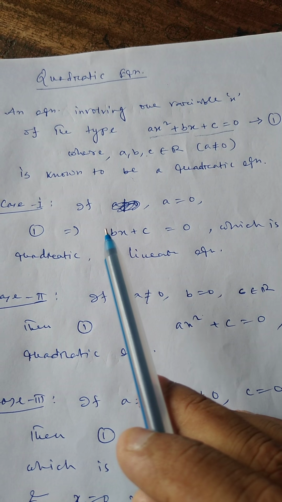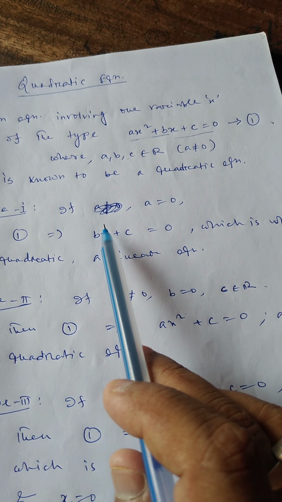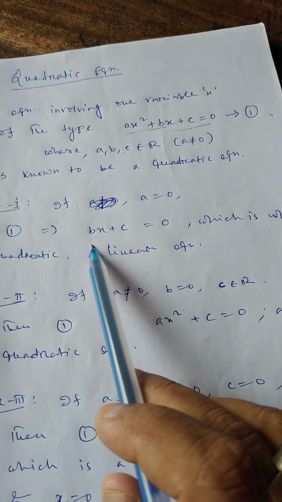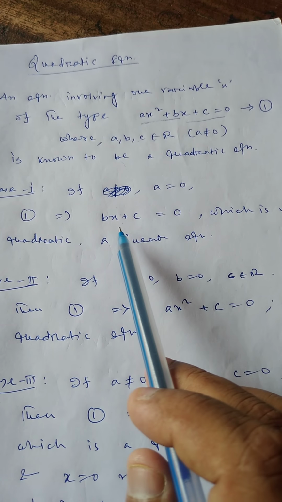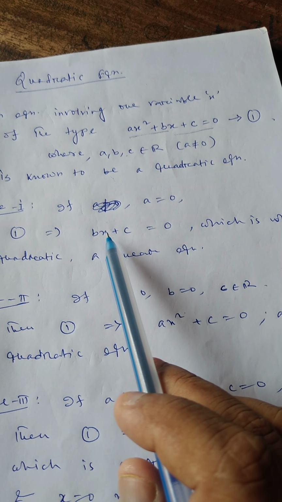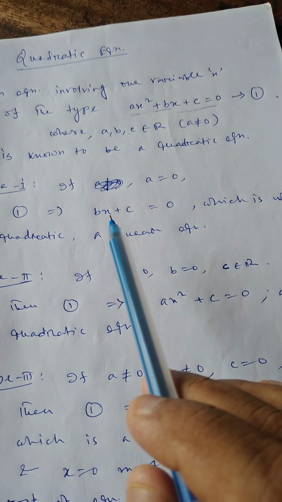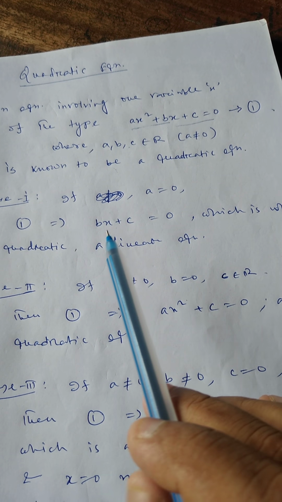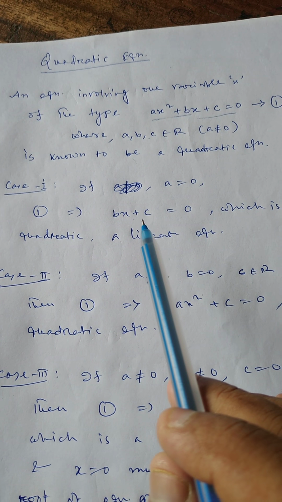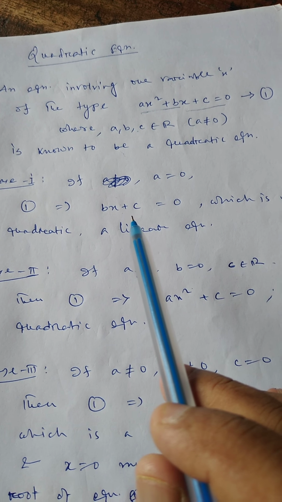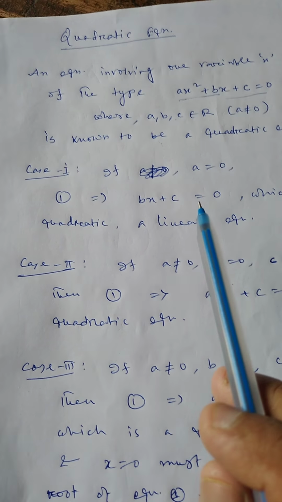Since the equation reduces to this type and it involves x power 1, this term consists of the highest power of x is 1. So this equation is a linear equation. If the highest power in an equation becomes 2, then it is quadratic. If the highest power of x becomes 3, then it is cubic equation. So in this way we can generalize an equation of n degree. If the highest power of an equation is n, then it is an n degree equation.